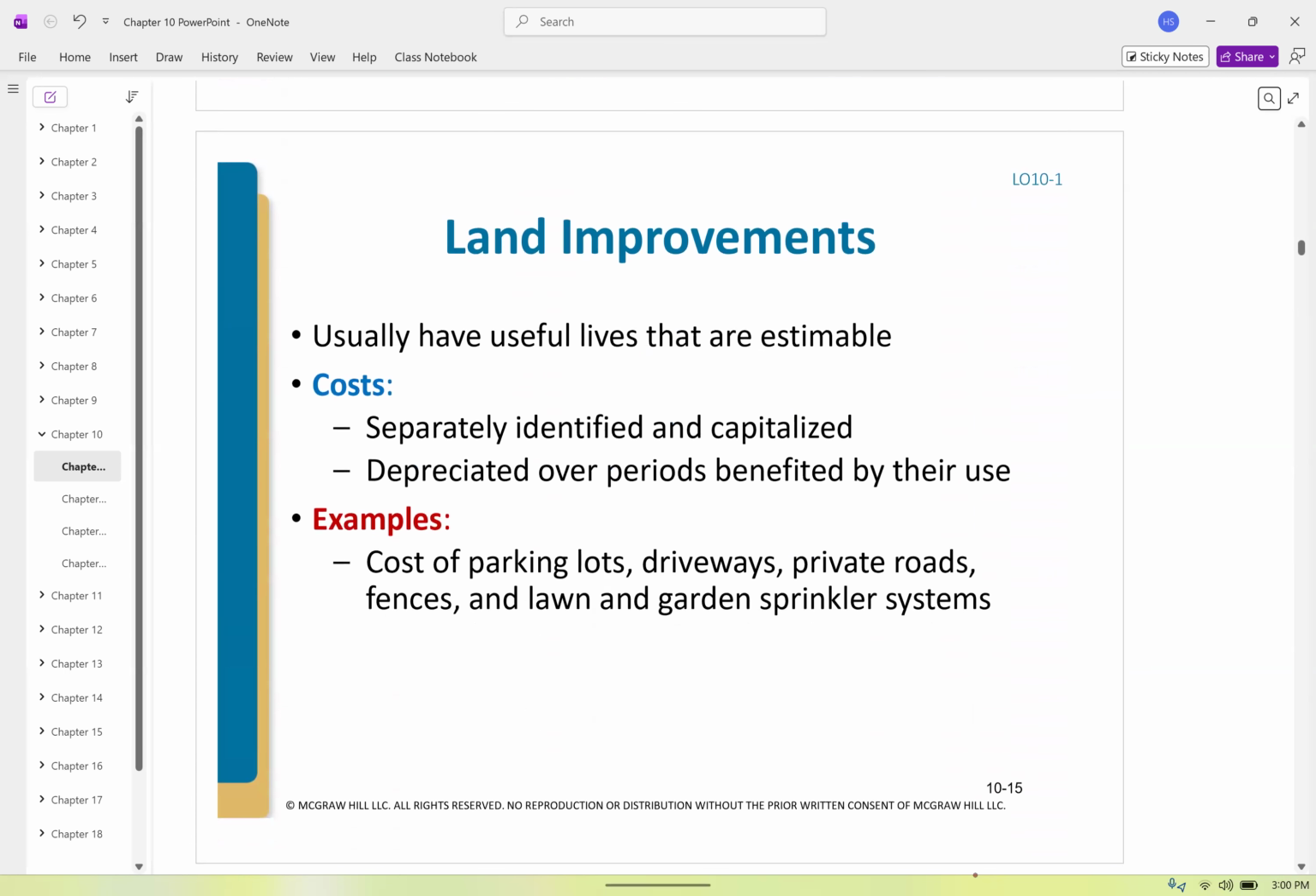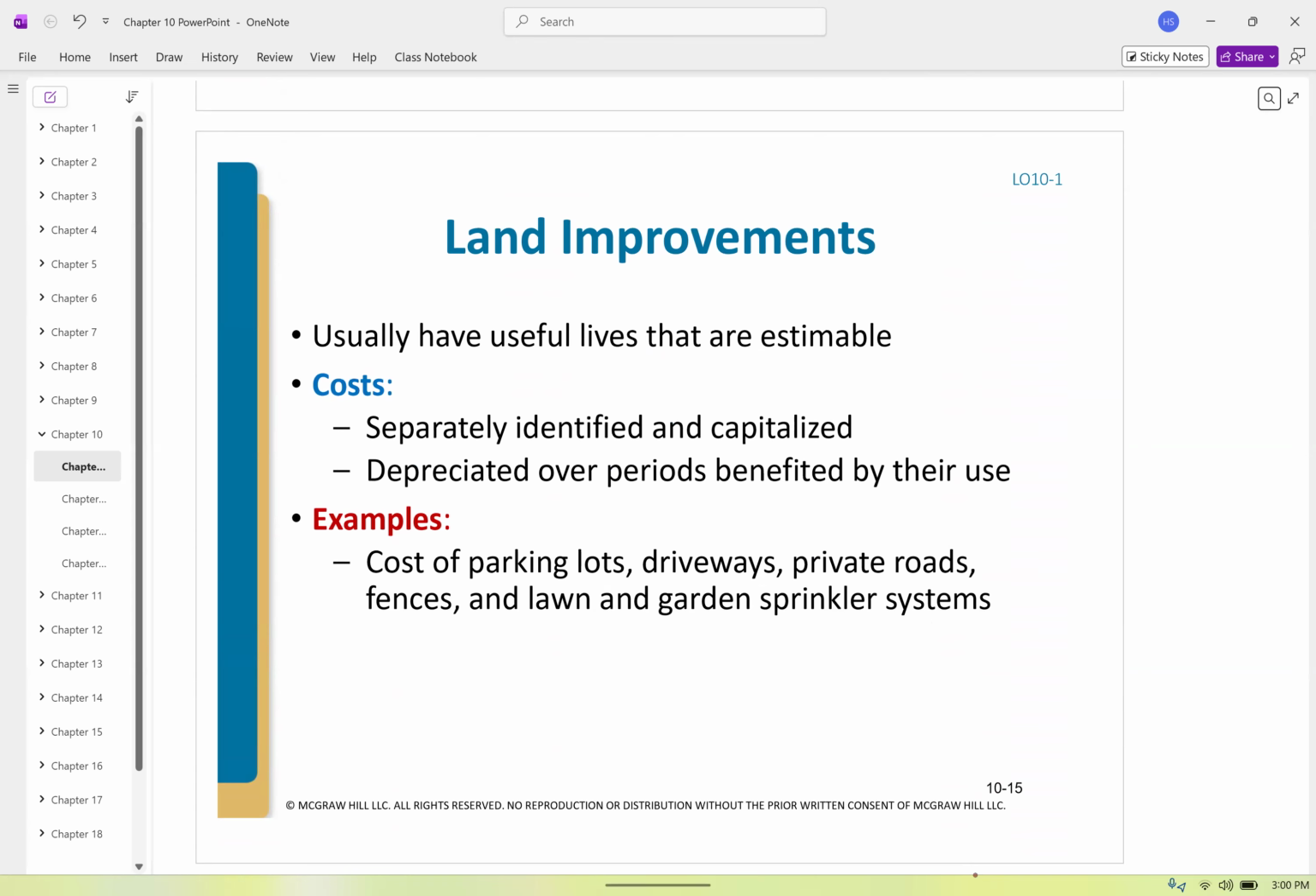The next thing we're going to talk about is land improvements. These are everything on that piece of land that is subject to decay. Landscaping. I know you may think, oh, those plants could live forever. They can, but sometimes they grow out of control and they have to be ripped out and more put in.